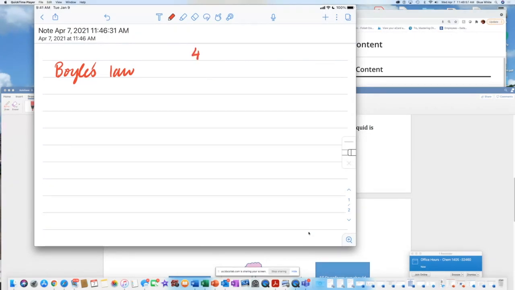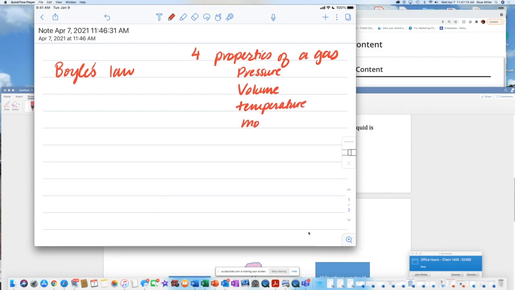Dealing with the four properties of a gas, which we said were pressure, volume, temperature, and moles. When Boyle, the scientist, was studying these four, he focused on the relationship between pressure and volume, and for that reason, he kept the number of moles and temperature constant. So these two were kept constant with Boyle while he studied volume and pressure.